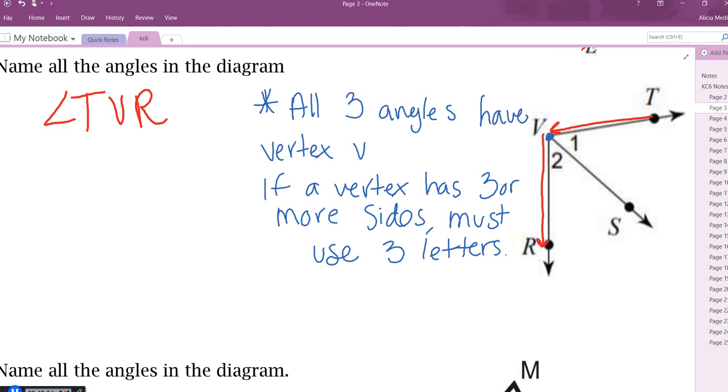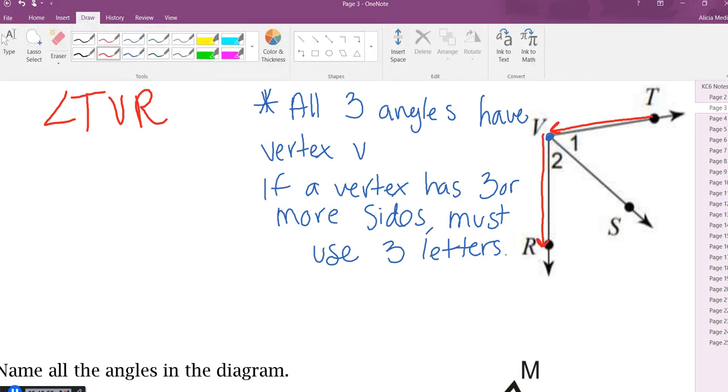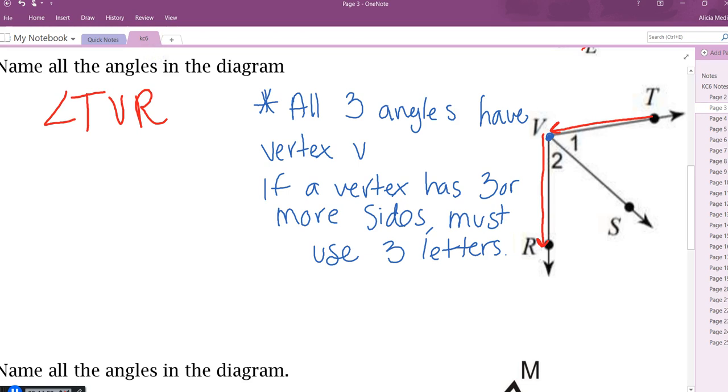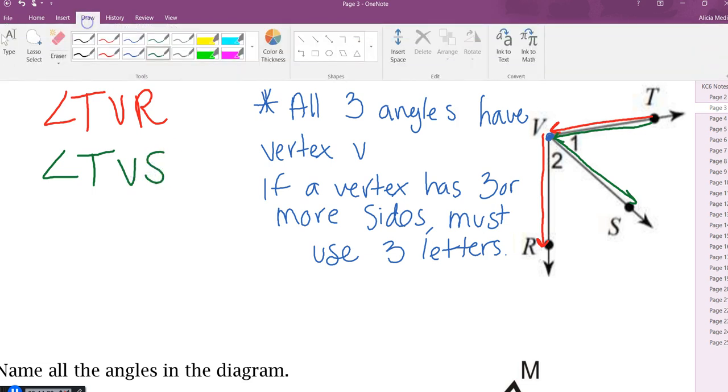Yes, you could say R, V, T, that is the same. You can write that one in that order if you'd like. I'm just going to write them for one because either way we have to name 3 angles. The other angle I'm going to use is this smaller inside angle, so basically angle 1. You can still start at T. I still go to V, but now I'm going to go here to S. So that's that inner angle, which is angle 1. So this would be, we went from T to V to S.